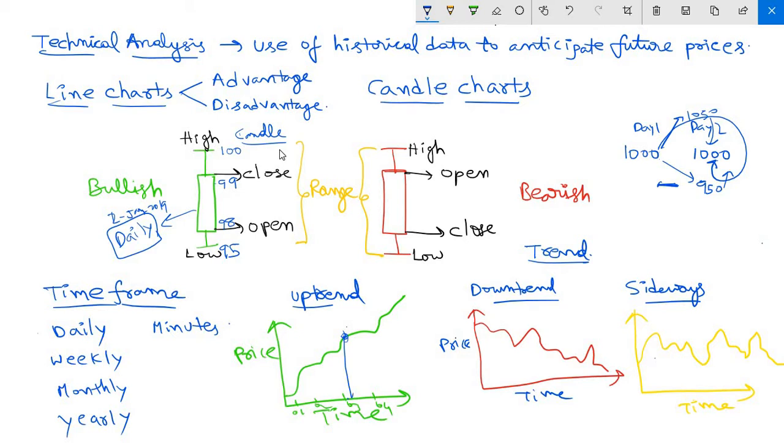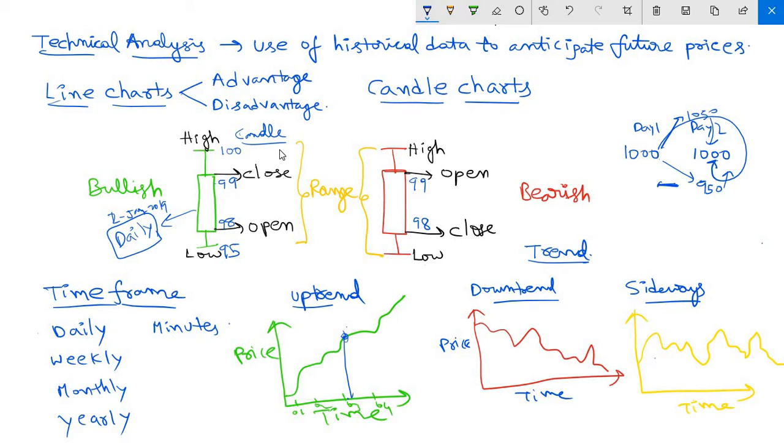Now let's apply the same logic to a bearish candle, assuming the same thing happened in reverse. That is, the open was 99 and the close is 98. So how do we read it? First, daily is the time frame of the candle, so this indicates one day's range. And the low is the same.